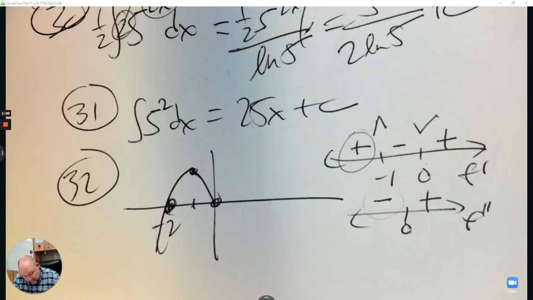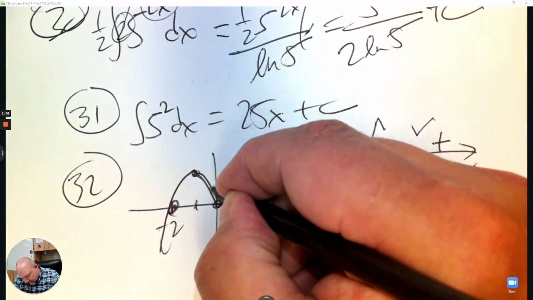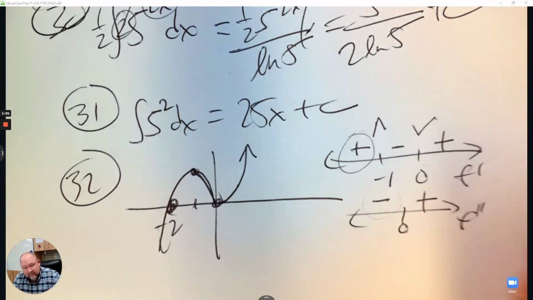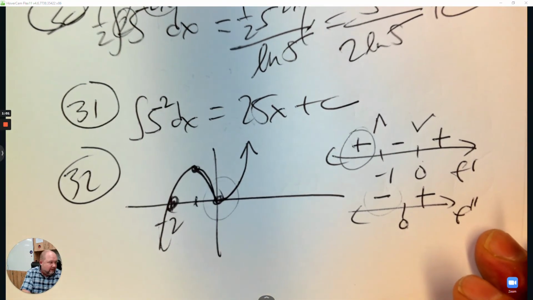After 0, it smiles. And so we have this, and we have this. That creates a cusp, so the derivative doesn't exist there. And there's the picture.